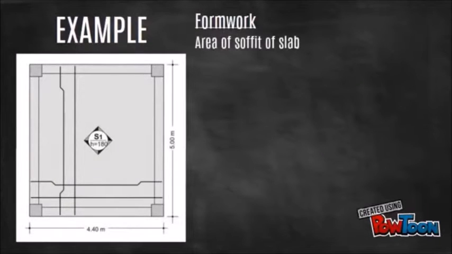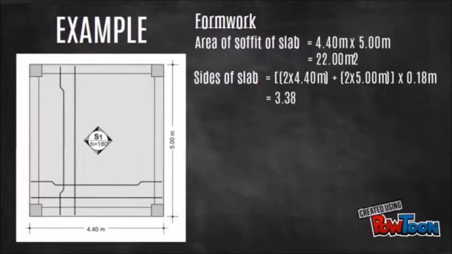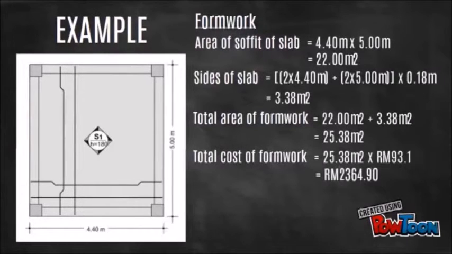Area of the surface of the slab is 4.4 meter times 5 meter equal to 22 meters square. Side of the slab is the perimeter of the slab times its height. We get 3.38 meters square. Total area of the formwork is 25.38 meters square. The total area times with the build up rate, we get the total cost of the formwork.